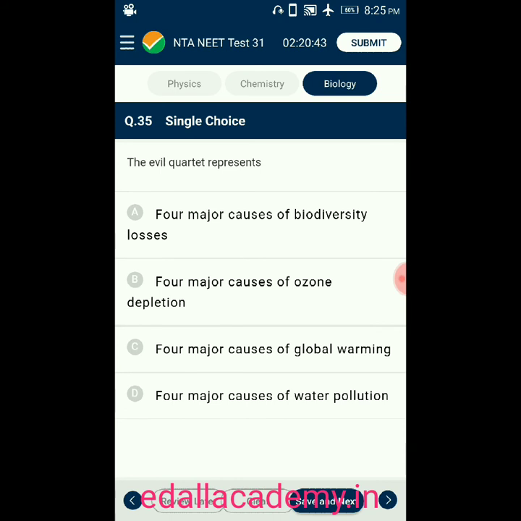Question number 35. The evil quartet represents the causes of biodiversity losses. Habitat loss, generally called fragmentation, over-exploitation of natural resources, invasion by alien species, and coextinction are collectively called the evil quartet. So the answer for this question is option A. There are 4 major causes of biodiversity losses.